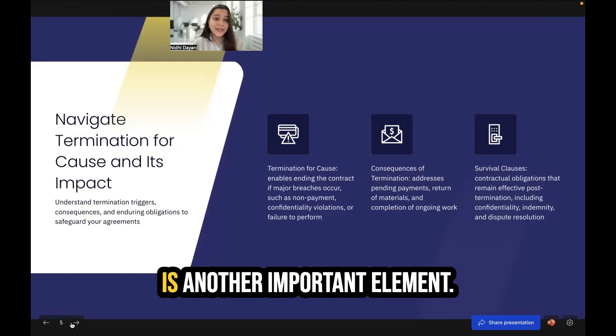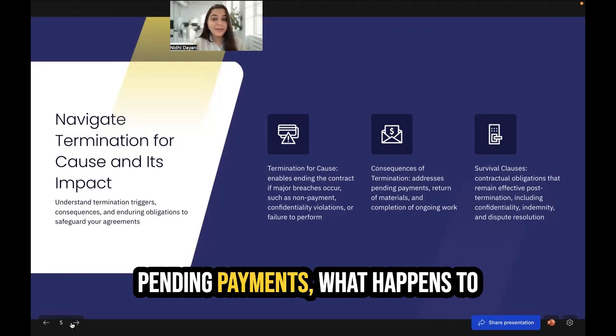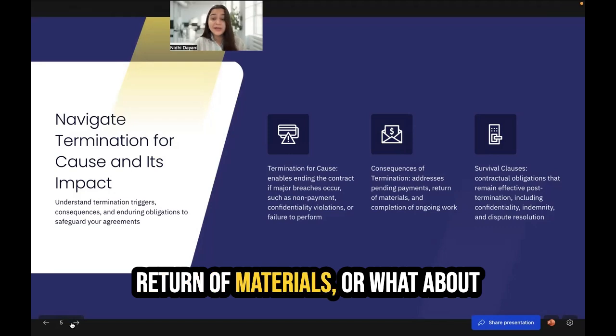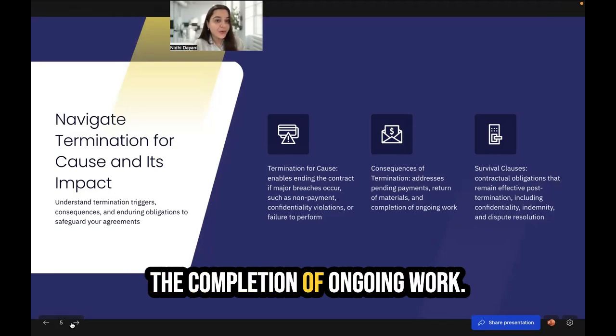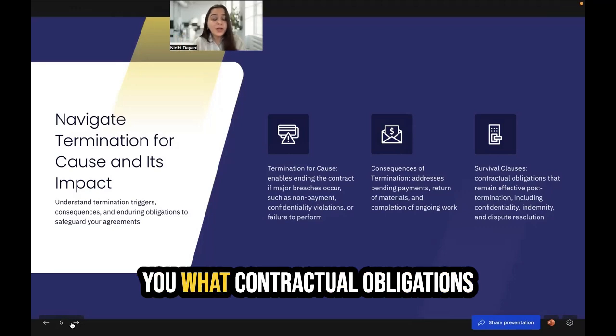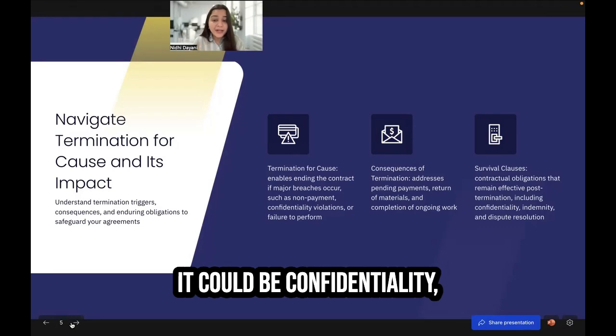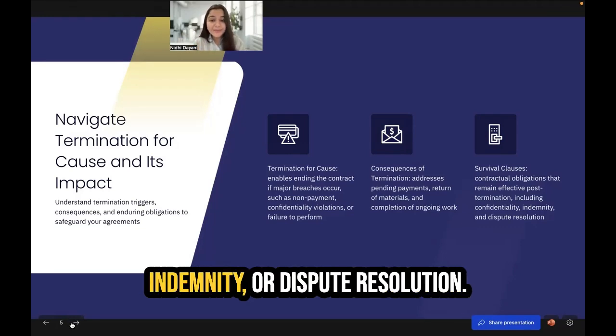Consequences of termination is another important element. It addresses what happens to pending payments, what happens to the return of materials, or what about the completion of ongoing work. And finally, survival clauses tell you what contractual obligations continue even after the agreement is terminated. It could be confidentiality, indemnity, or dispute resolution.